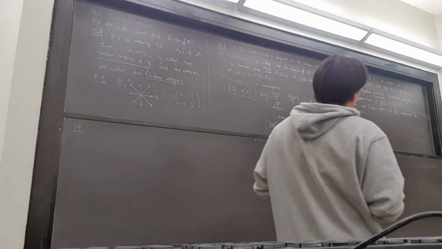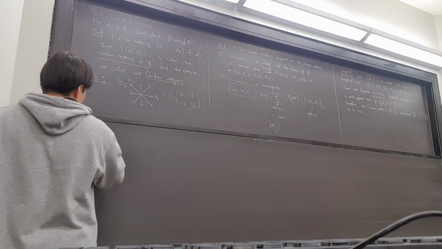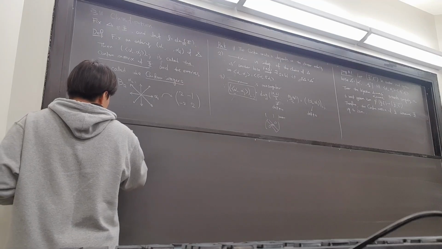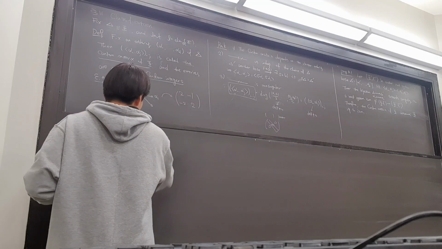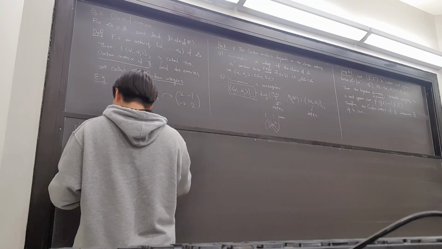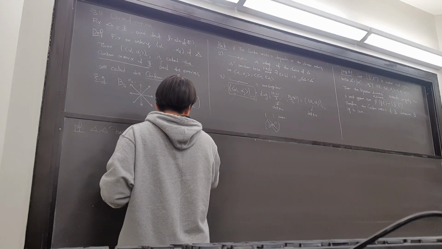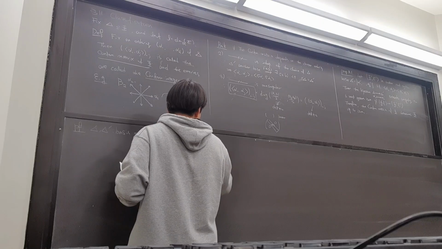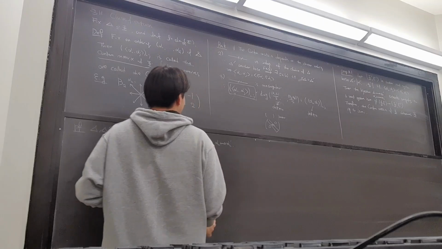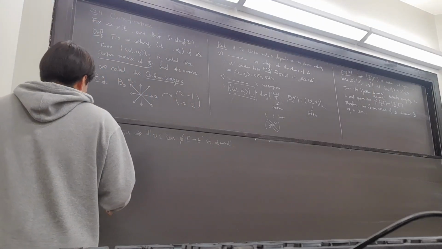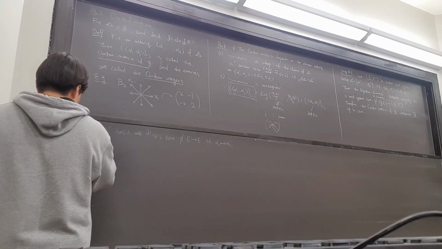First, I want to construct the isomorphism π. So Δ and Δ' are bases of the vector space, right? So we know that there exists a unique vector space isomorphism π from E to E' such that α_i goes to α_i'. And then I want to have a commutative diagram.